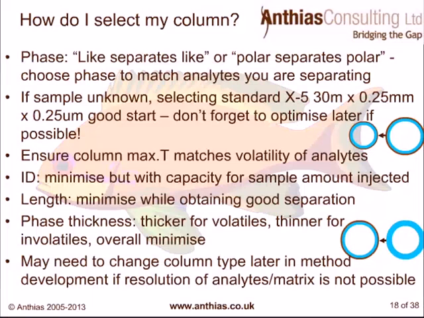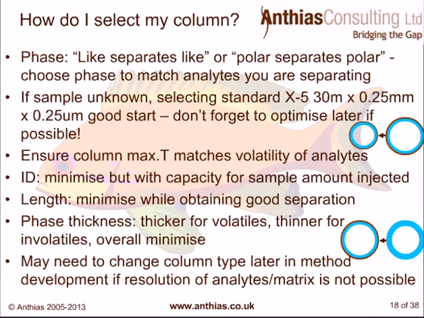Ensure the column maximum temperature matches the volatility of our analytes. No point in choosing a column that has a maximum temperature of 260 if we need an oven temperature of 350 to get our analytes through the analytical column. ID minimized, but with the capacity of the sample amount injected. So reducing internal diameter improves separation, but of course it also reduces capacity. The length of the column, minimized while attaining a good separation. So we need it long enough to separate all the analytes, but we don't want it too long that everything sits in there for too long and suffers from a lot of longitudinal diffusion.